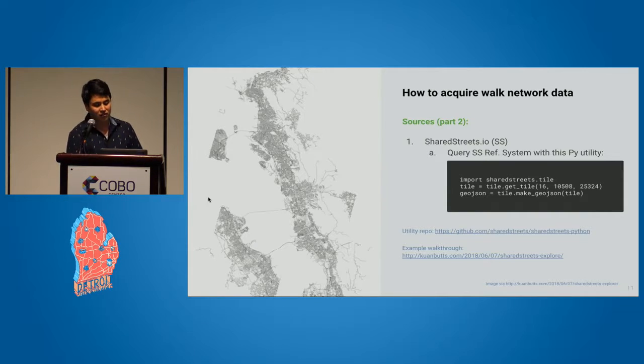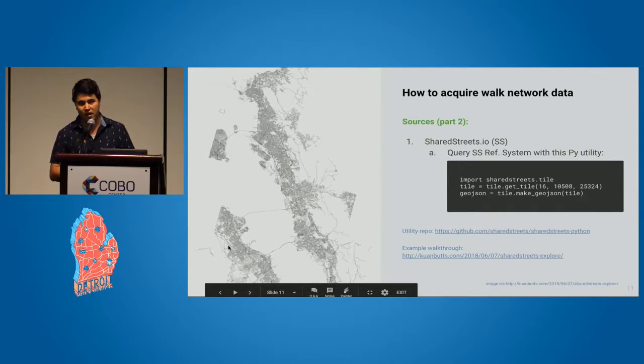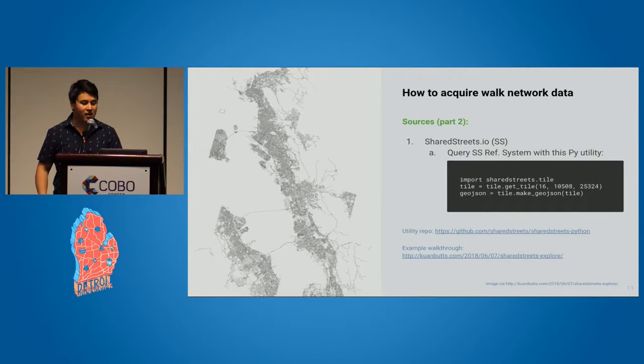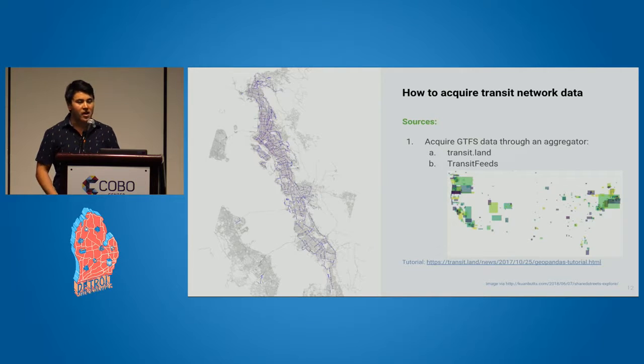So in this example, you can actually see this is the Shared Streets output. You can see the tiles, the grid, kind of along the edge of the network that's rendered there. And this is the walk network for the East Bay and parts of San Francisco and the peninsula. And then you need the transit network. So in this example, again, I have the transit network overlaid there.